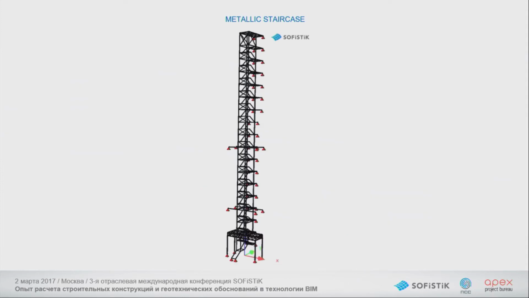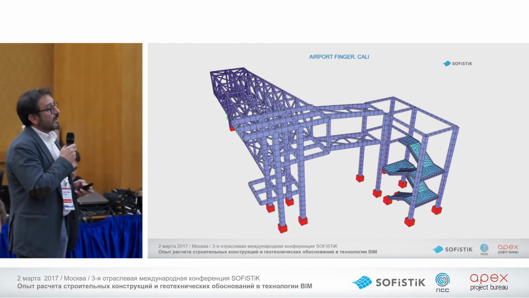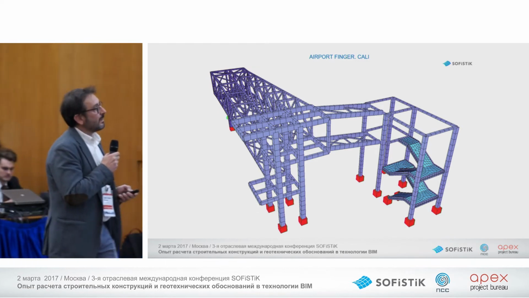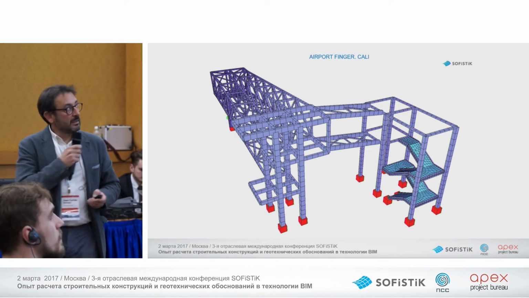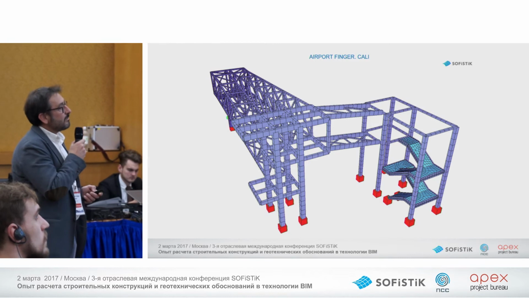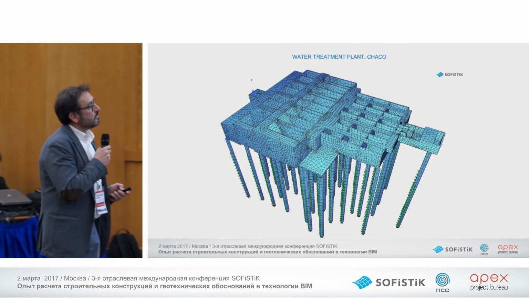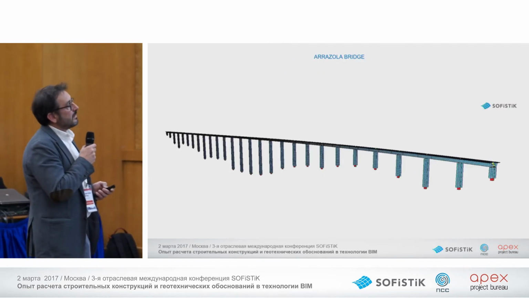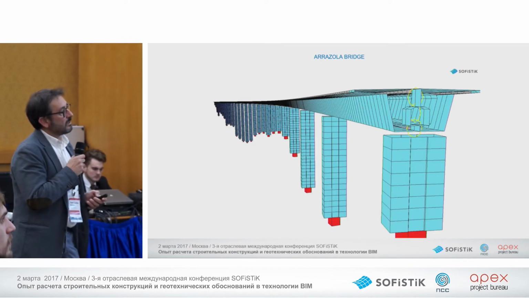This is an example of a metallic staircase in a building in Madrid, a new staircase of an old ancient building. This is the Cali Airport in Colombia, an airport finger with an extremely high seismic action. Water treatment plants, this is in Argentina. Arrazola Bridge, this is a very long bridge with a box concrete girder.